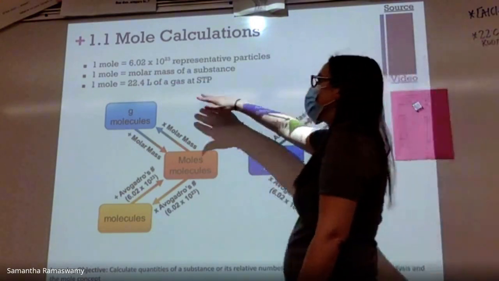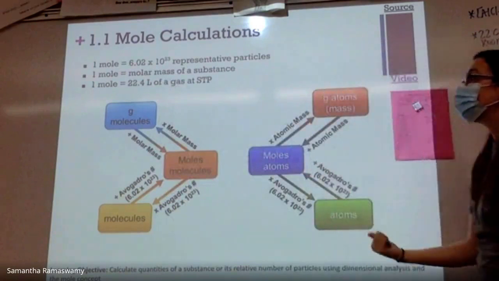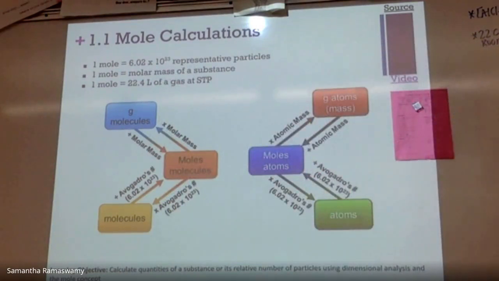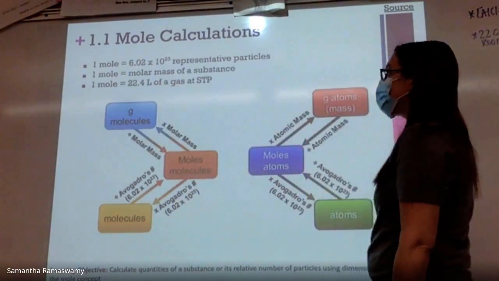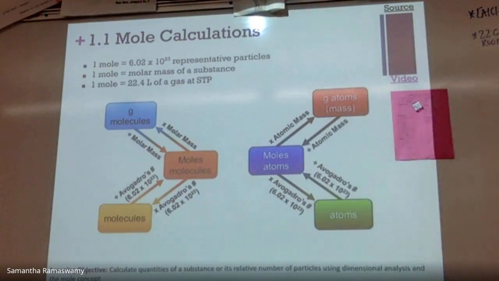Molar volume we'll talk about more when we do gases tomorrow. Gases is part of Unit 3, so we'll look at that tomorrow. Topic 1.1 is just comparing number of particles, being able to do calculations, comparing based on moles, like we did in the do now.